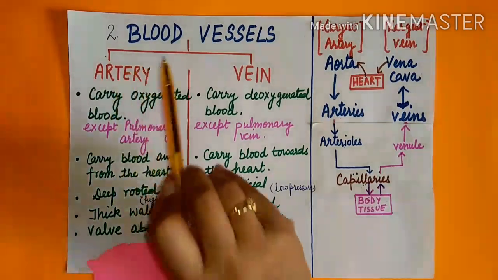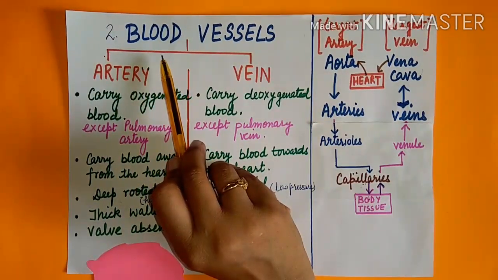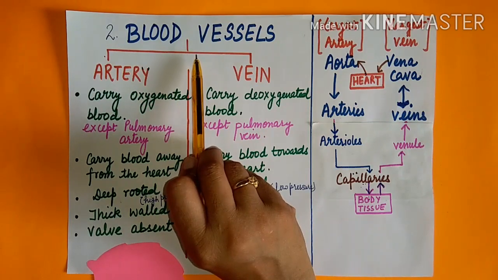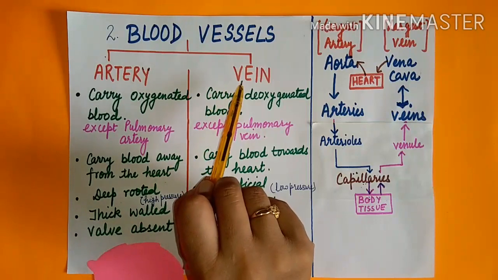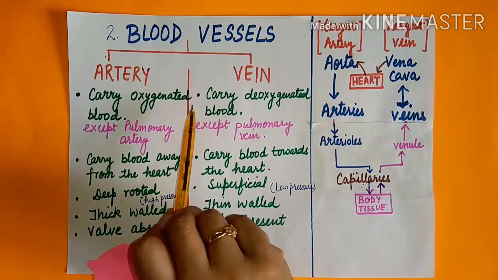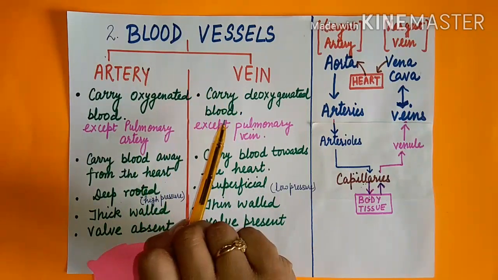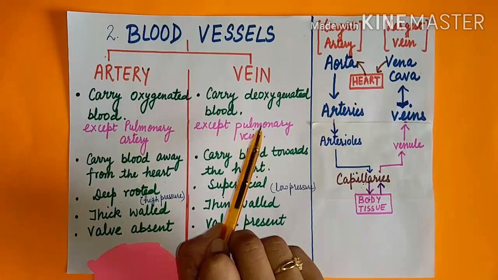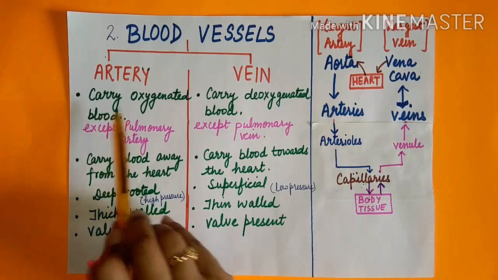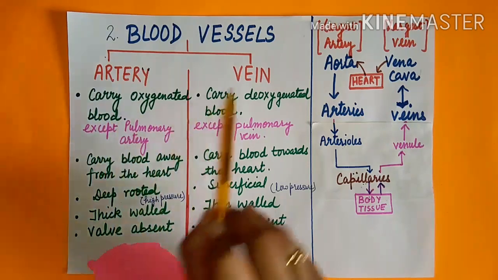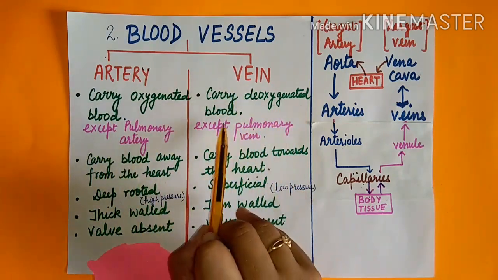Let's start with the second component of the circulatory system, that is blood vessels. There are two main types of blood vessels, arteries and veins. Clear? So we will explain arteries and veins by taking these difference points. First difference point is arteries carry oxygenated blood and veins carry deoxygenated blood.